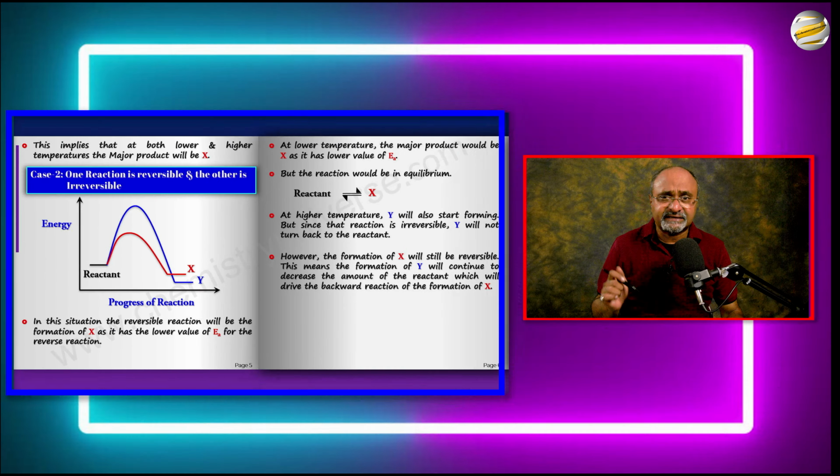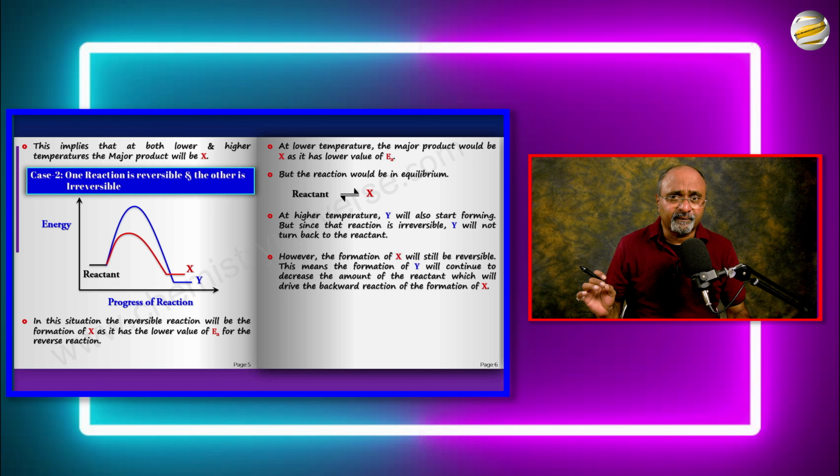Now try and understand this part. This is very crucial to understand. What you need to understand is that at higher temperatures, Y will start forming. But remember, Y is irreversible. So whatever Y forms doesn't go back to the reactant. But remember, X is always reversible. If it was reversible at lower temperatures, it will definitely be reversible at higher temperatures.